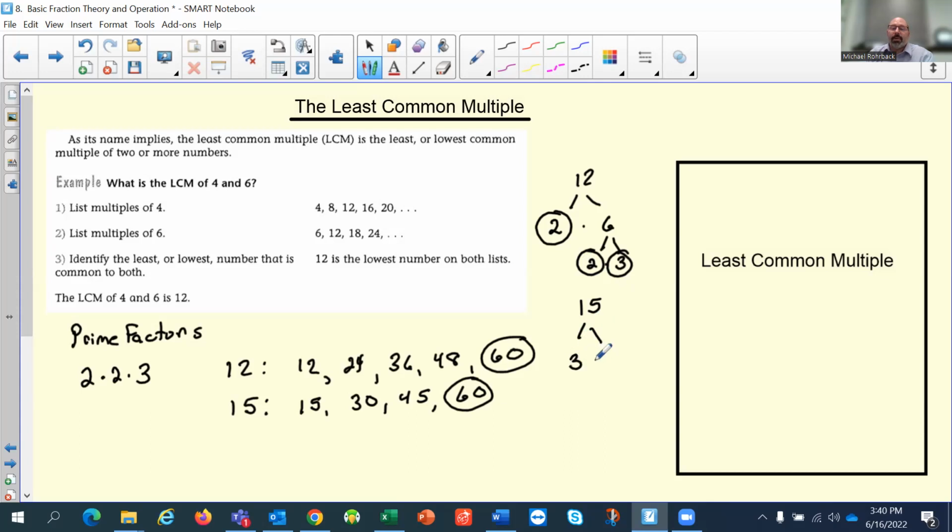For 15, you would start off and say, well, it's 3 times 5. And you're done. There's nothing else you can do there, because 5 is a prime and 3 is a prime.